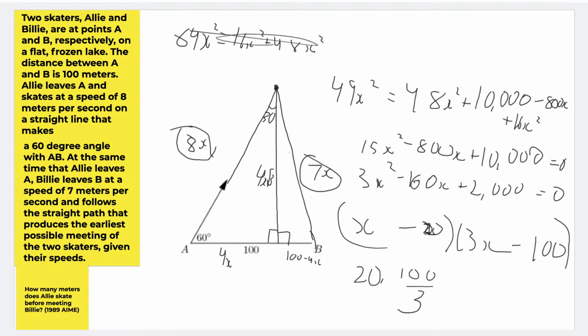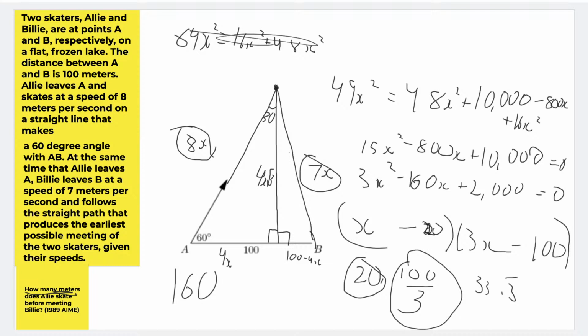Now we have to choose which one we want to use. And the way we're going to do that is to see which one is less, because both of them will work. We're going to use the one that is smaller. So 100 divided by 3 is about 33.3 repeating, which means the 3 keeps going on, and 20 is less, so it's 20. We read the problem. It says how many meters. So 8 times 20 is 160 meters, and that's the final answer to this problem.